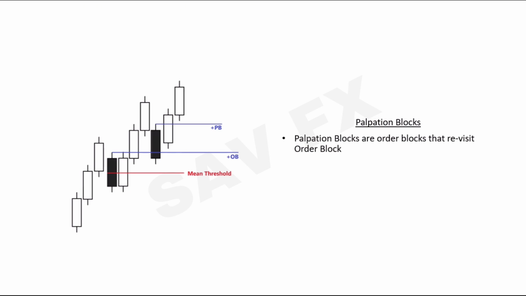Same thing when we have bullish price. Price closes above, creates an order block, draws back lower to retest the order block, then impulsively moves higher and closes above. This becomes a propulsion block. If price draws back lower into the propulsion block range, it should not close below the 50% level, the mean threshold of the propulsion block. I repeat, propulsion blocks are order blocks that revisit order blocks.